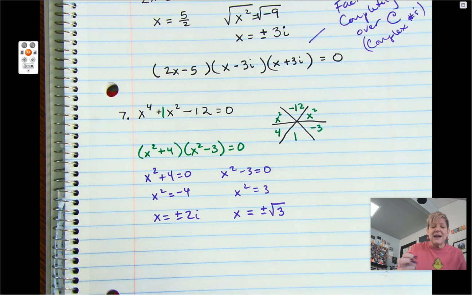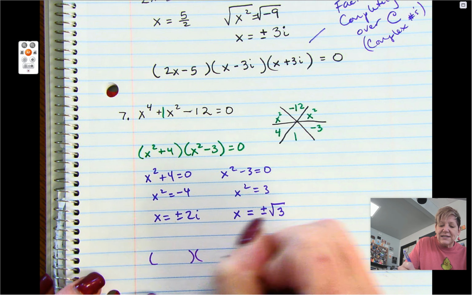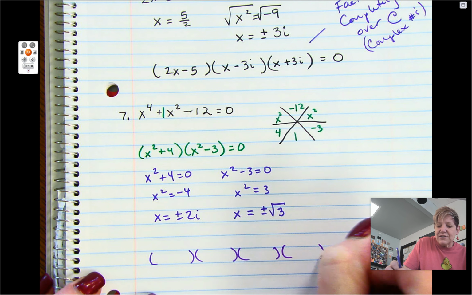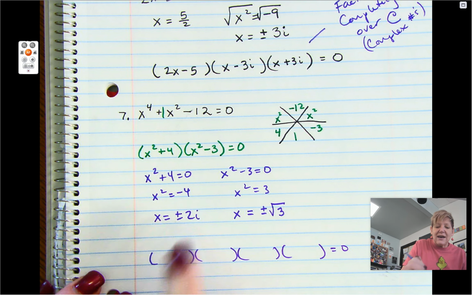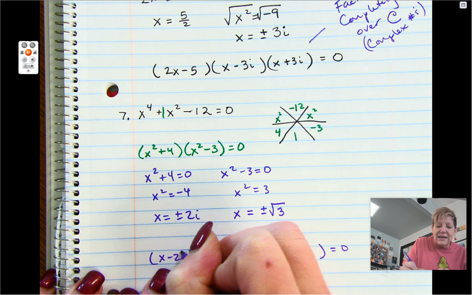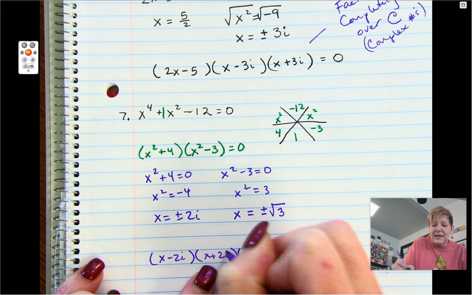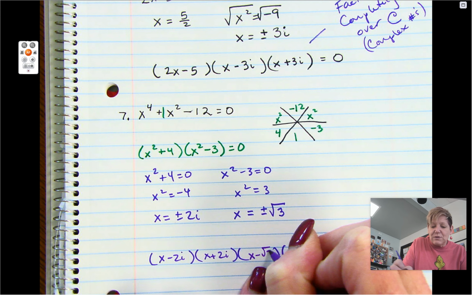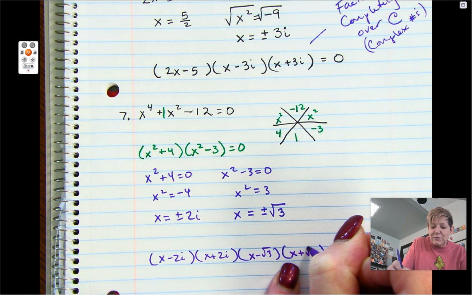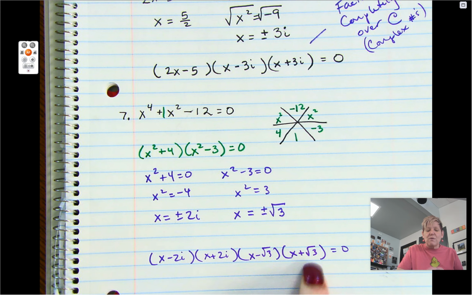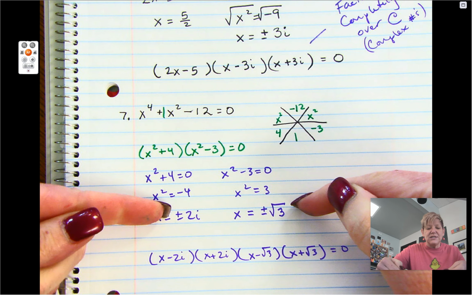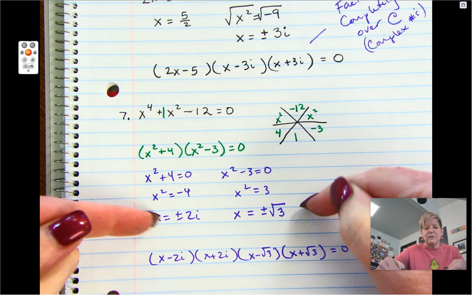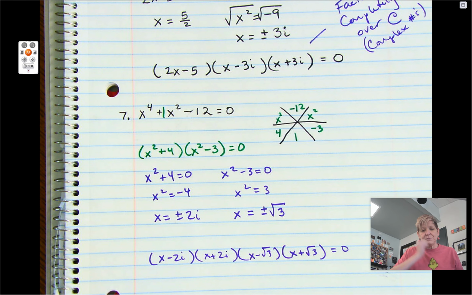If I want to factor this over the set of complex numbers, I need all four factors. And so I'm going to have an x minus 2i, an x plus 2i, an x minus root 3, and an x plus root 3. So I have to have all four of those factors if it's factored completely over the complex numbers. All right, so these are solutions, these are factors. They're related to each other, but they are not the same.